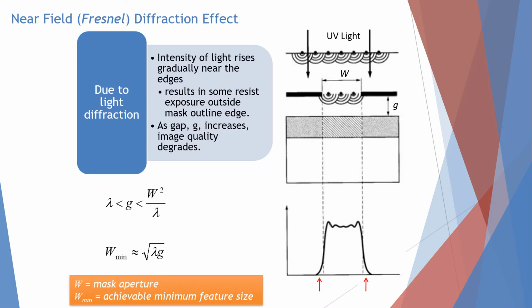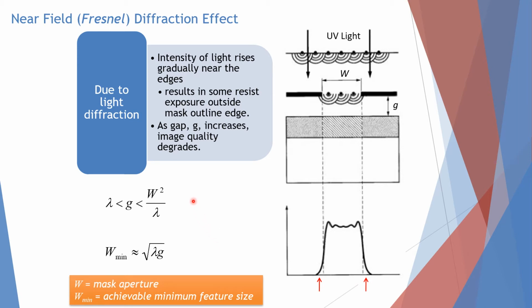So the problem is what we call the near field Fresnel diffraction effect. So what is this near field or Fresnel diffraction effect? This is due to the light diffraction. Because the mask is lifted from the photoresist, there is a gap in between here. So what happens is there will be a certain diffraction of light to the side, like the one shown by the arrow here.